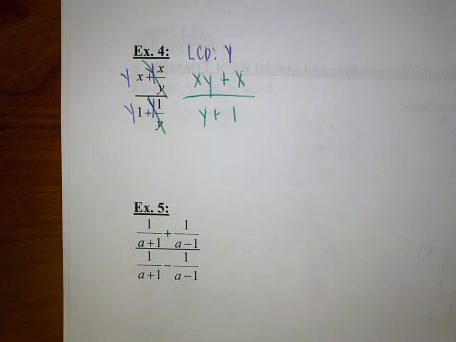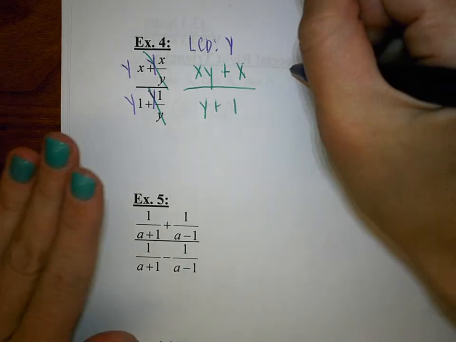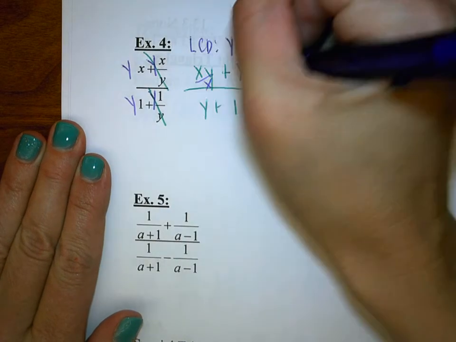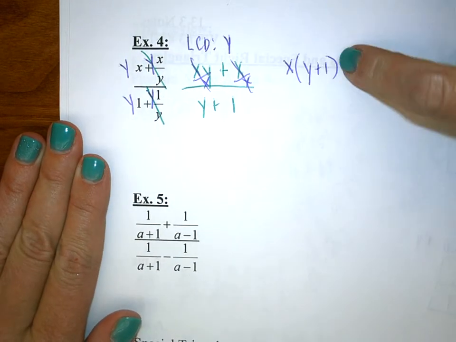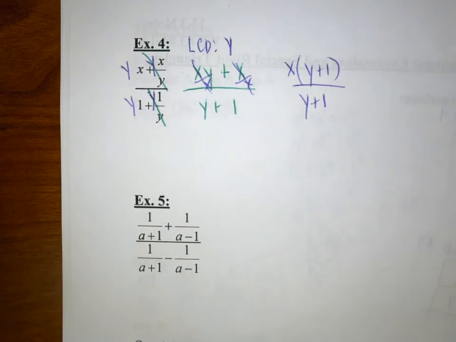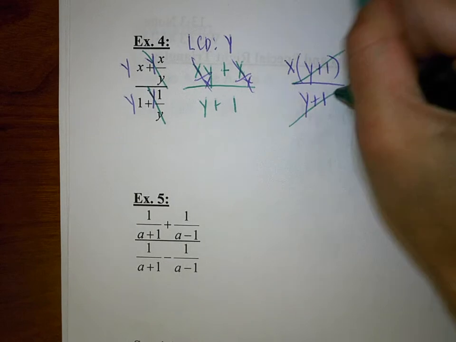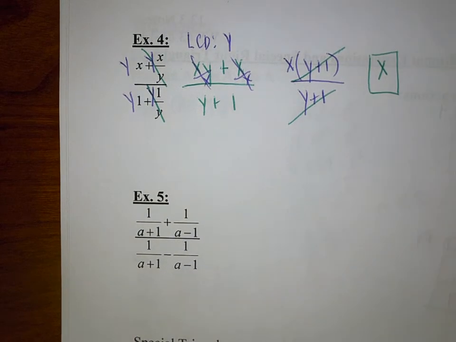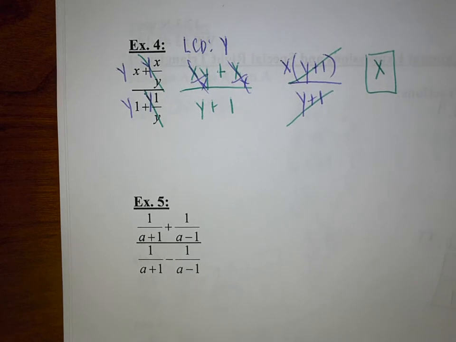Now, we always check to see if we can do anything further. What do you notice? You can take out an x on the top. When I do that, I get y plus 1, because I divide this by x and this by x. Those cancel, 1. Over, I have y plus 1. And what do we notice? Exactly. So my answer is just x. Okay? Did you guys see where you went wrong? Some of you? Okay. Questions? All right, example 5.